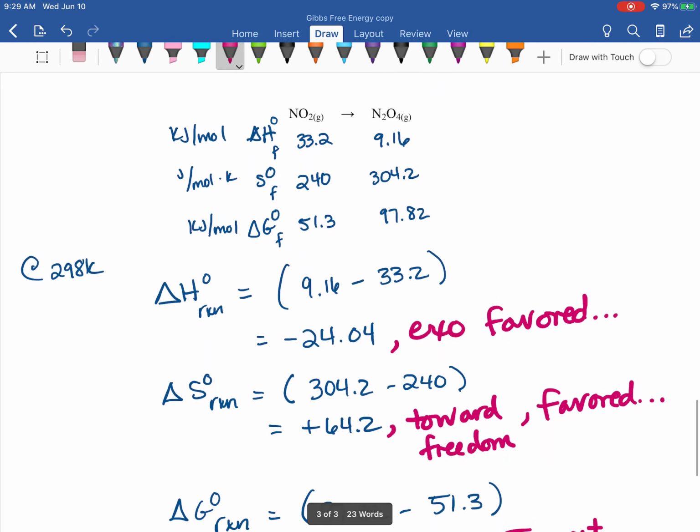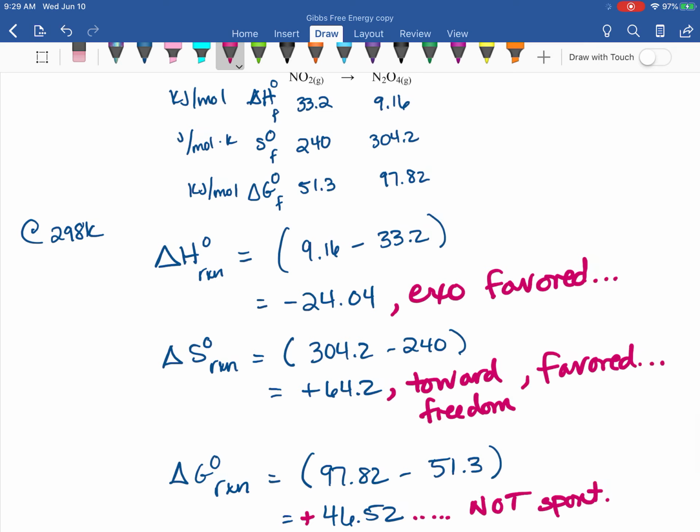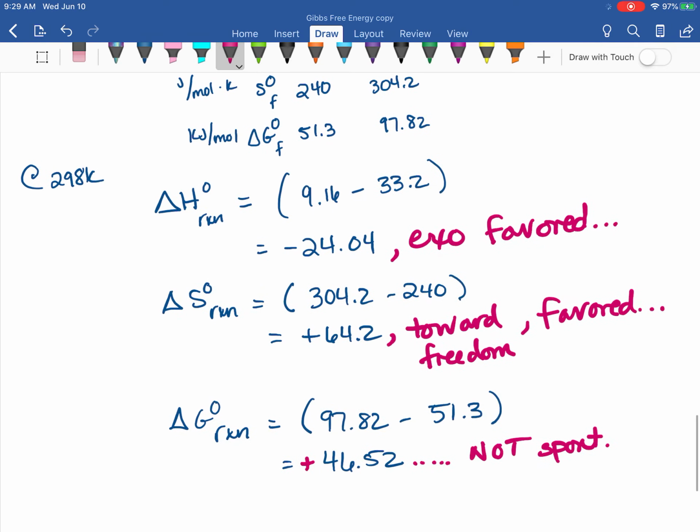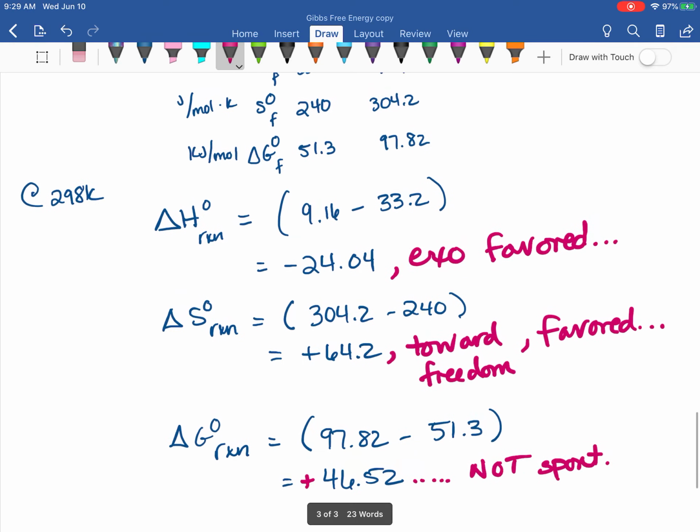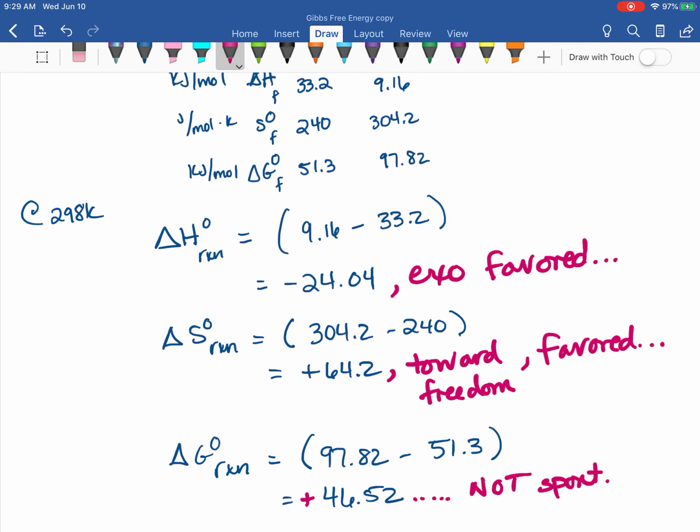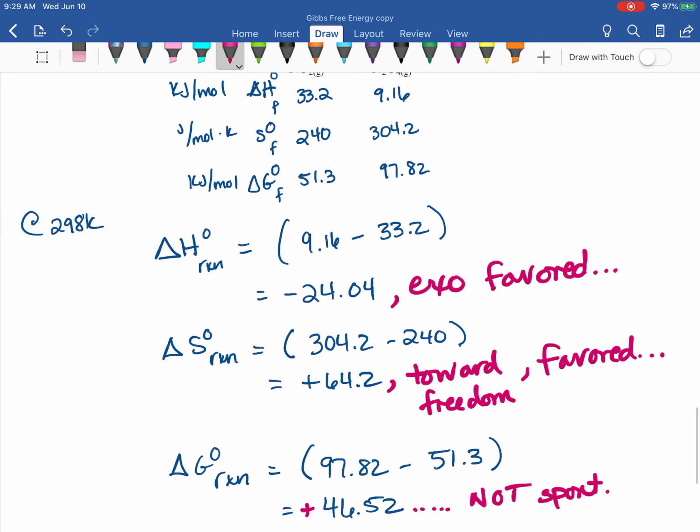If this is not spontaneous, but yet it's exo and it's going towards more freedom, this is a little cliffhanger. Can you spot what we did wrong? So when you're doing some of your homework and you're doing some of your problems, you want to have an idea of what your answer should be. So what in the Sam heck did I do wrong? So go ahead and pause and take a look at that, and let's see what we did wrong. That kind of sucks, huh? Can you spot it?